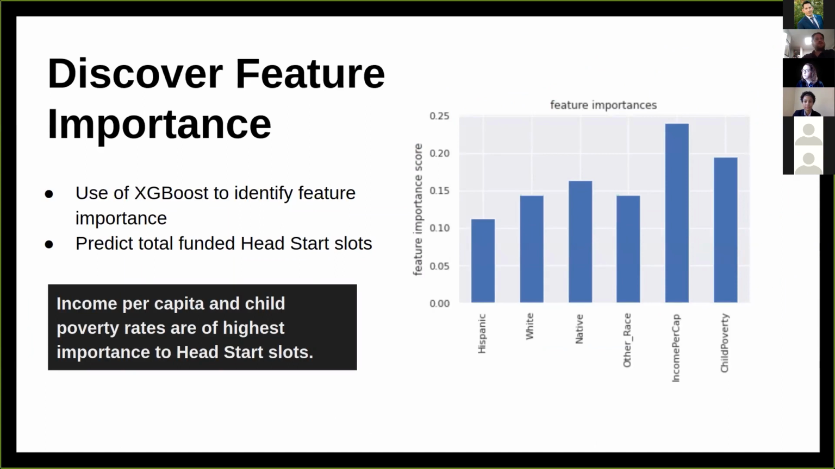So we looked at some supervised models first. For XGBoost, the prediction target was Head Start funded slots for kids in each census tract. But this model is not ideal for this data because of the lack of a real trend that we will see in the next slide. However, XGBoost provides useful insight into which features are most important for data for prediction, namely income and child poverty.